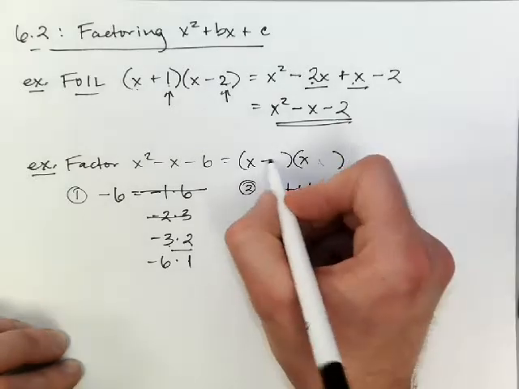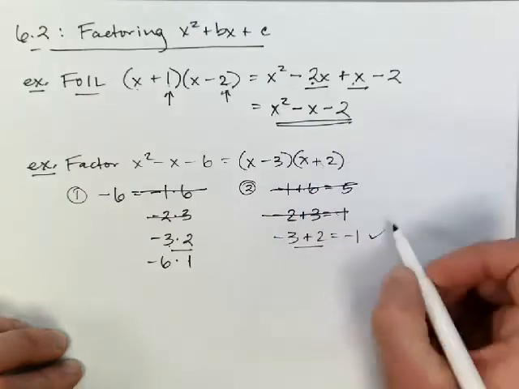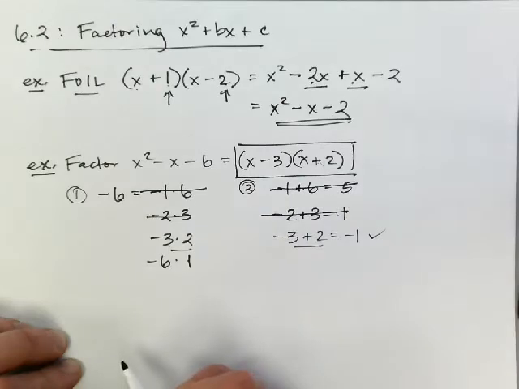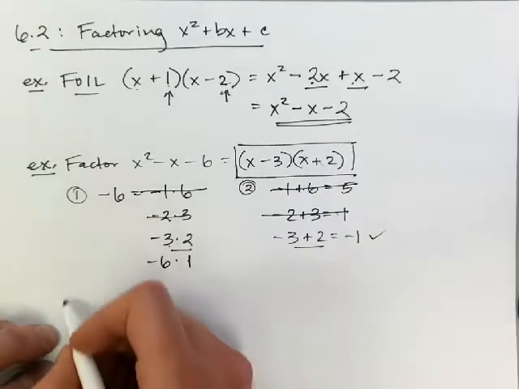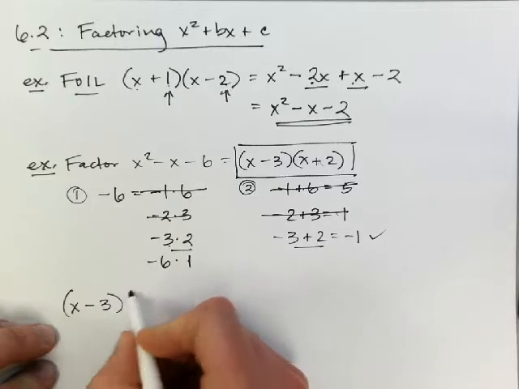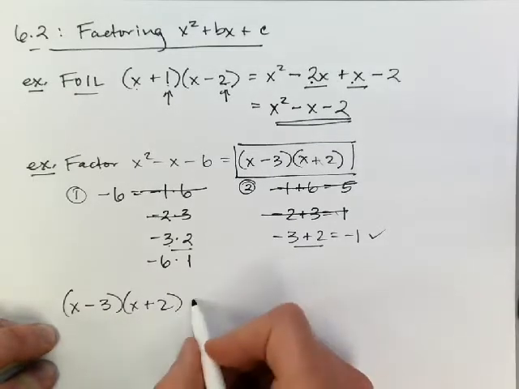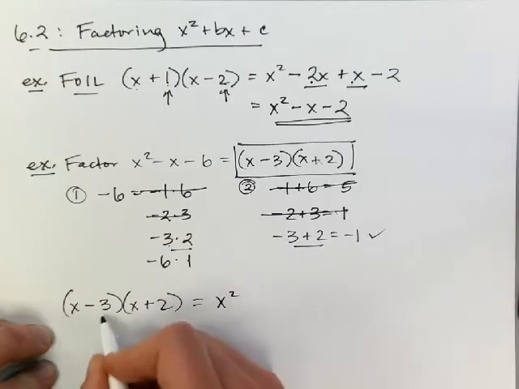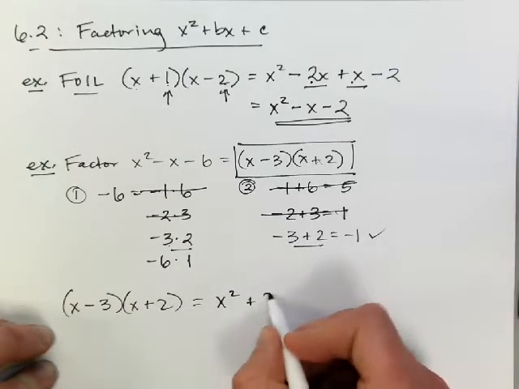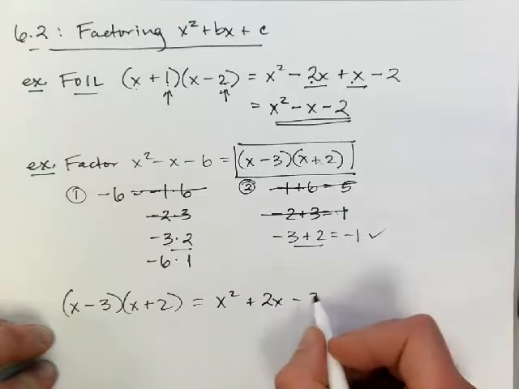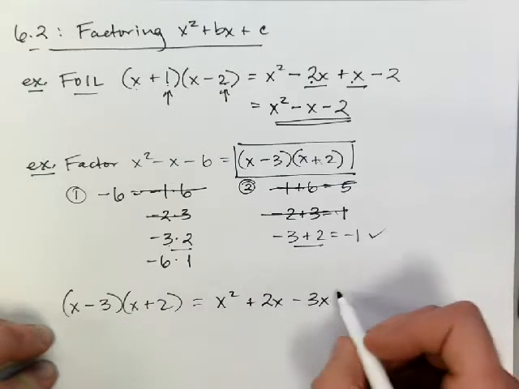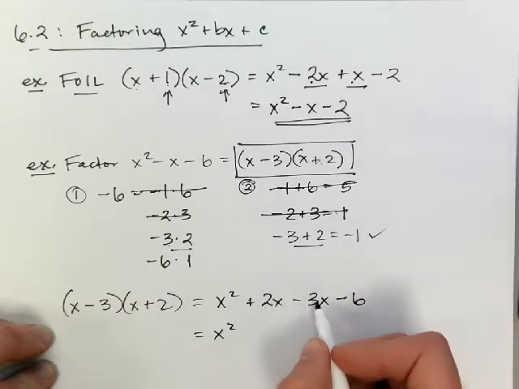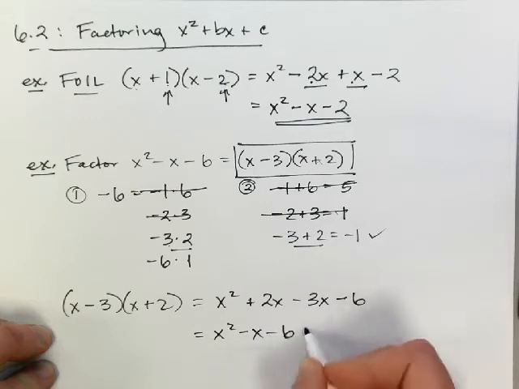So negative 3 and plus 2. Our factorization should be x minus 3 times x plus 2. And of course, if we really want to be sure, we can always check by doing FOIL. So x times x is x squared, 2 times x is 2x, negative 3 times x is negative 3x, and negative 3 times 2 is negative 6. Then combining like terms, we get x squared minus x minus 6. Looks good to me.